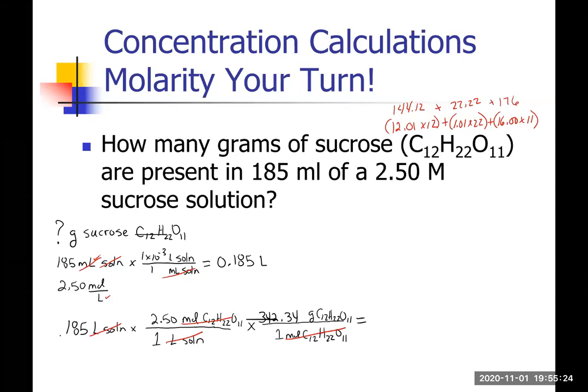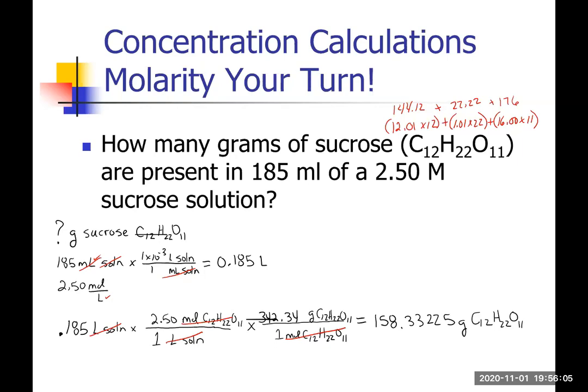Oh, I see why I'm getting too big of a number. I didn't put a decimal here. All right, let's try this again. Yeah, so now I get 158.33225, and that's grams of C12H22O11.